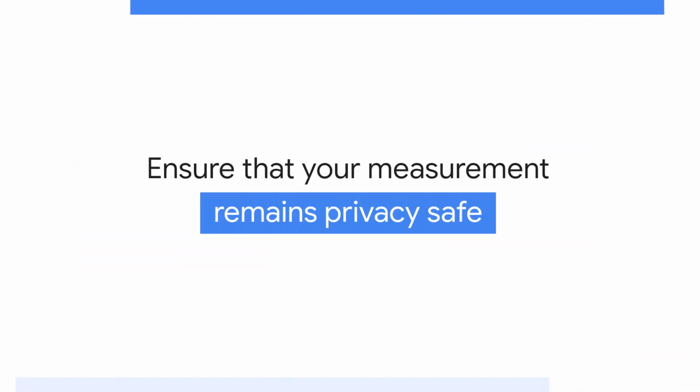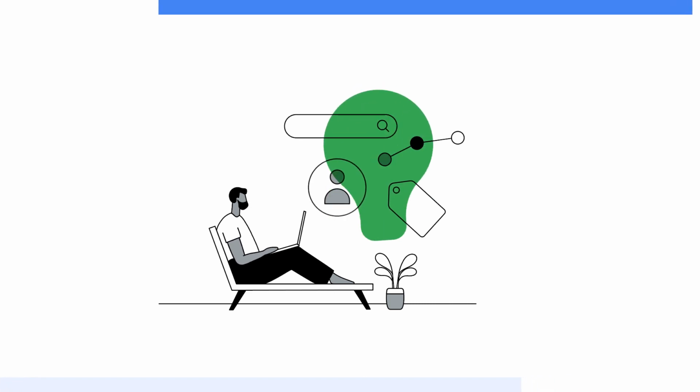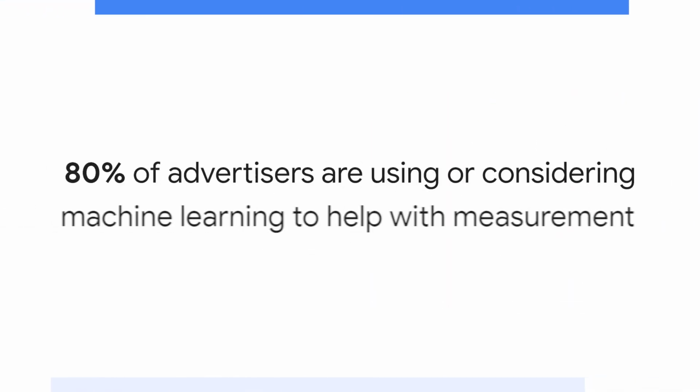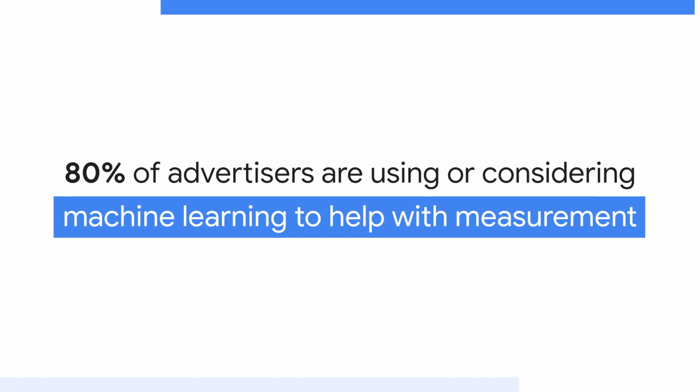Conversion modeling ensures that your measurement remains privacy safe. It works by filling in gaps that come from people's varying consent choices with machine learning insights. This way, you can continue to respect people's privacy while still gathering the insights you need to grow. 80% of advertisers are using or considering using machine learning to help with measurement in a privacy-safe world. It gives marketers like you the opportunity to meet people's privacy expectations and drive growth.